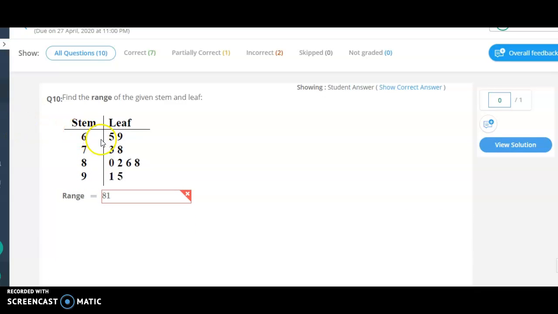And then the stem and leaf plot, the range. So the range is the largest minus the smallest. Well, the largest number right here is 95. That's your maximum. The smallest is 65. So it would be 95 minus 65. So this should be 30. I'm not sure how you even got 81. But anyway, range is maximum minus minimum, 95 minus 65.